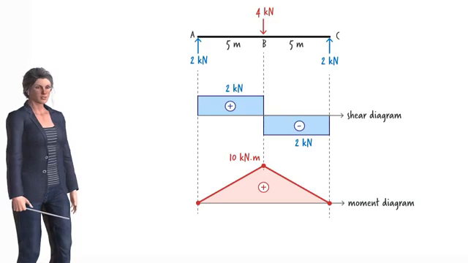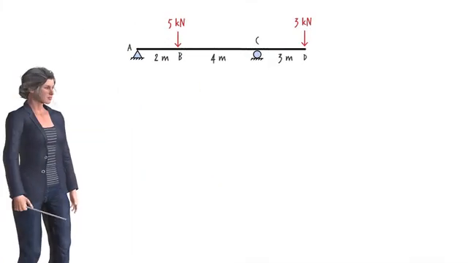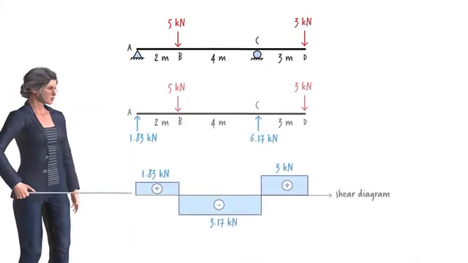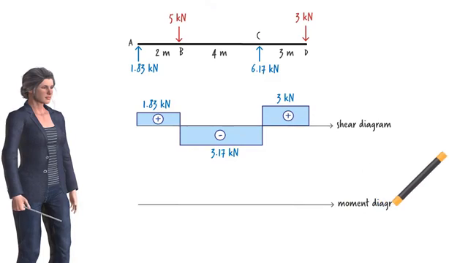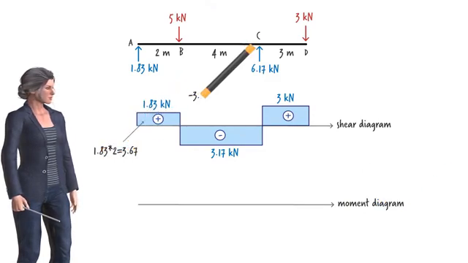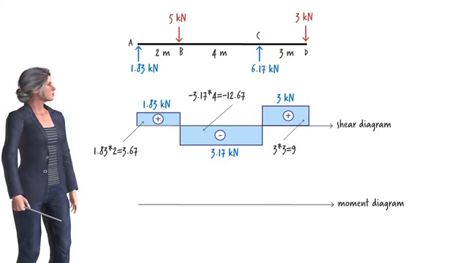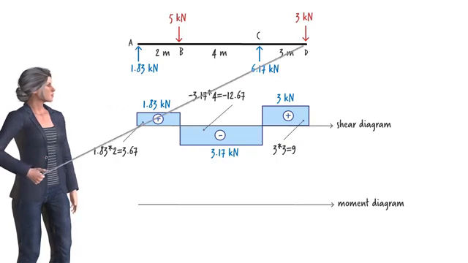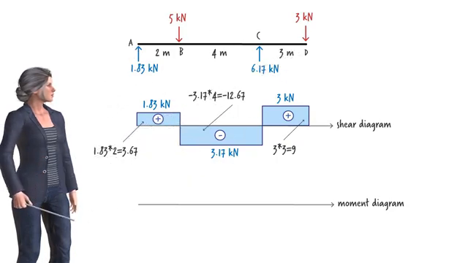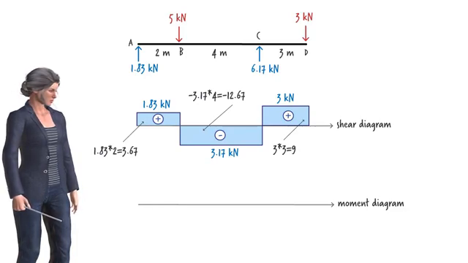Let's consider another example, a beam with an overhang. Here, the shear diagram for the beam consists of 3 rectangular areas. Let us calculate each area. They are: To draw the moment diagram for the beam, we start from the left end of the beam and work toward the right end. Since there is a pin support at the left end of the beam, bending moment at A equals 0.